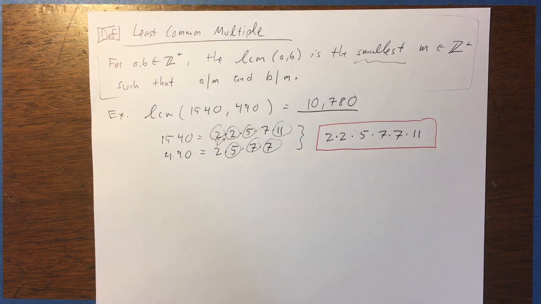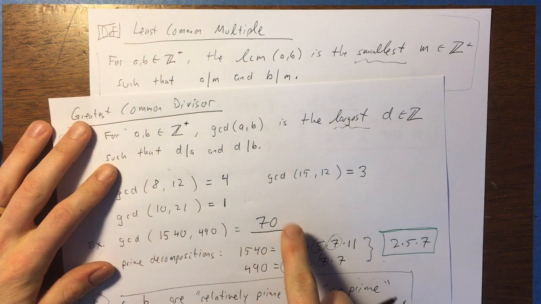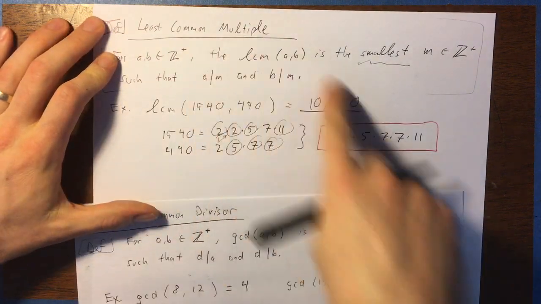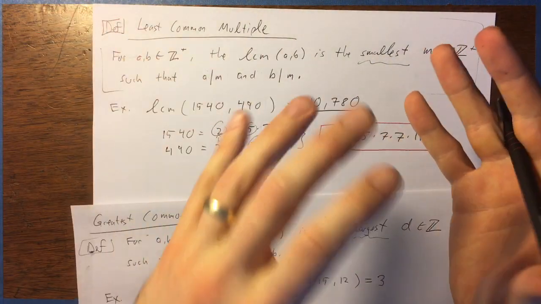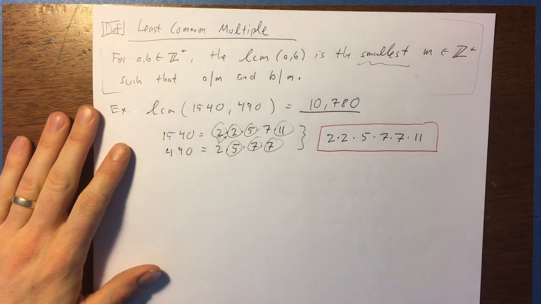So we have these two kind of opposing ideas, greatest common divisor versus least common multiple, which is kind of confusing because the greatest common divisor gives you a smaller number, and the least common multiple gives you a larger number. But remember, greatest but still less, and least but still more. That's kind of the idea here.